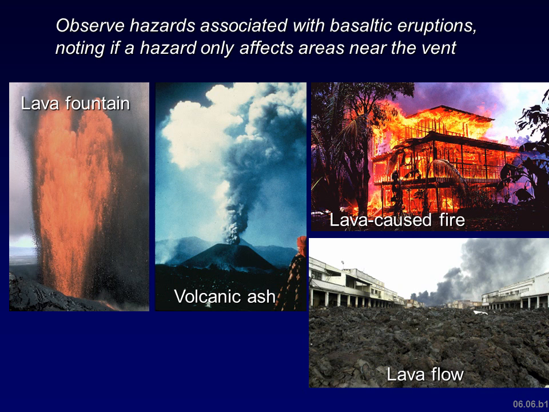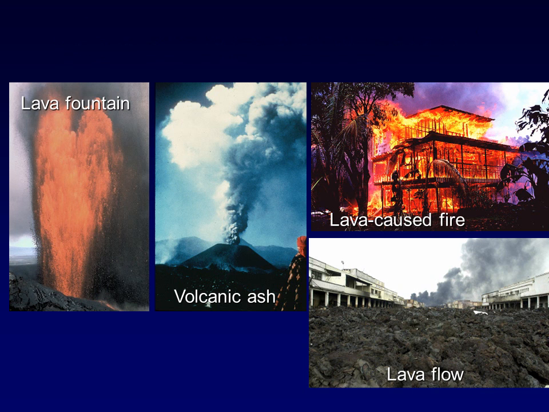What are the hazards of basaltic eruptions? So we've already seen some videos of lava fountains, of an eruption column, of lava flow, but taking a look at them not just as interesting to look at, but what are their actual hazards. One thing I want you to think about is, does this hazard just affect the area immediately around the vent, or can it extend farther away?